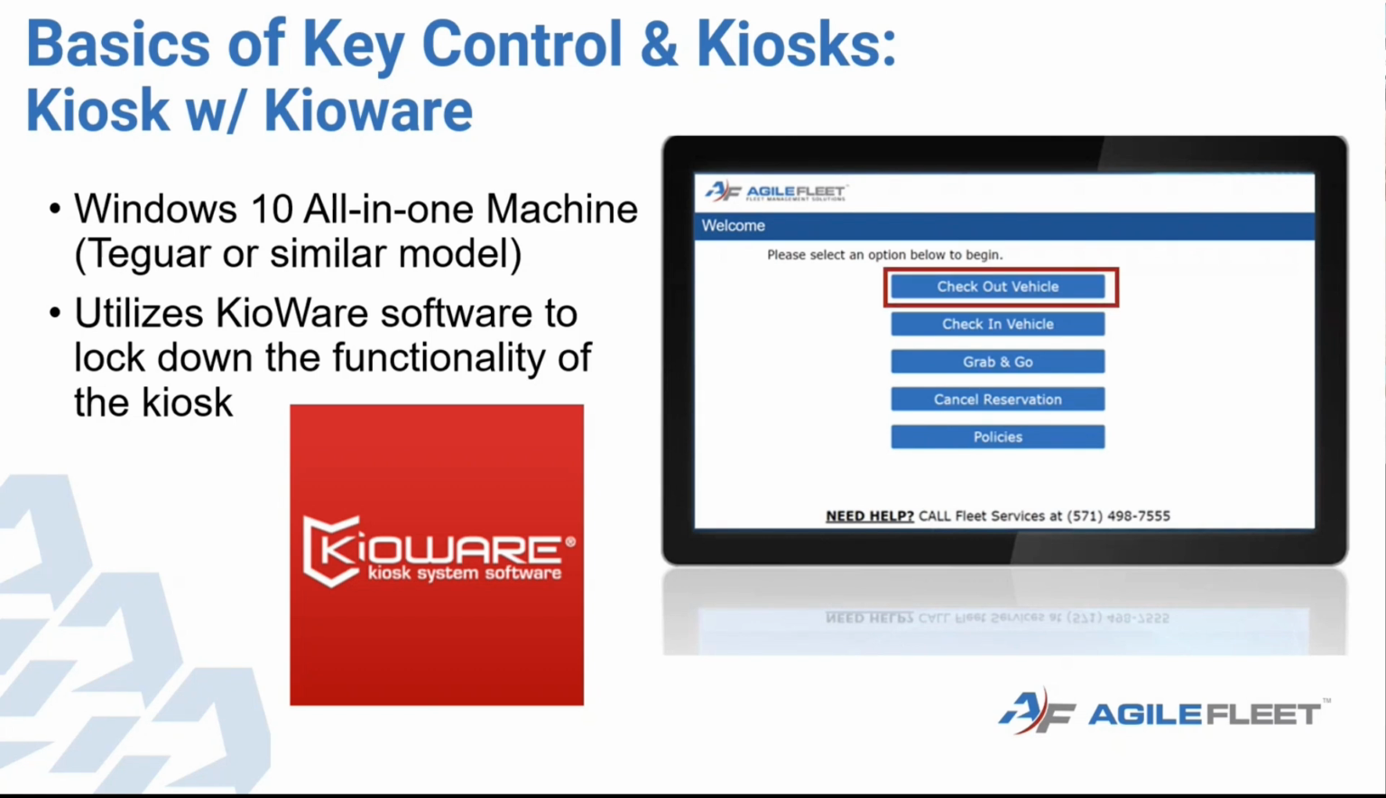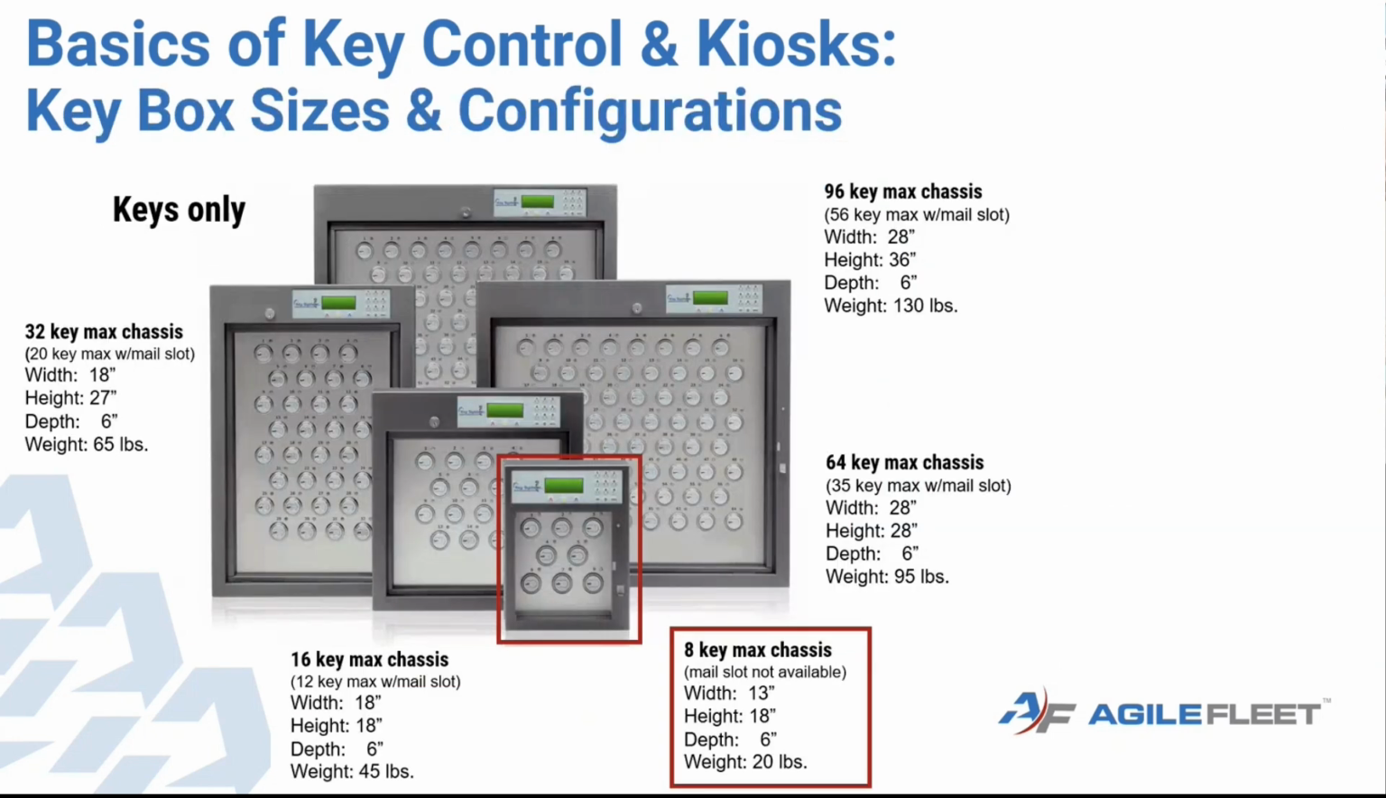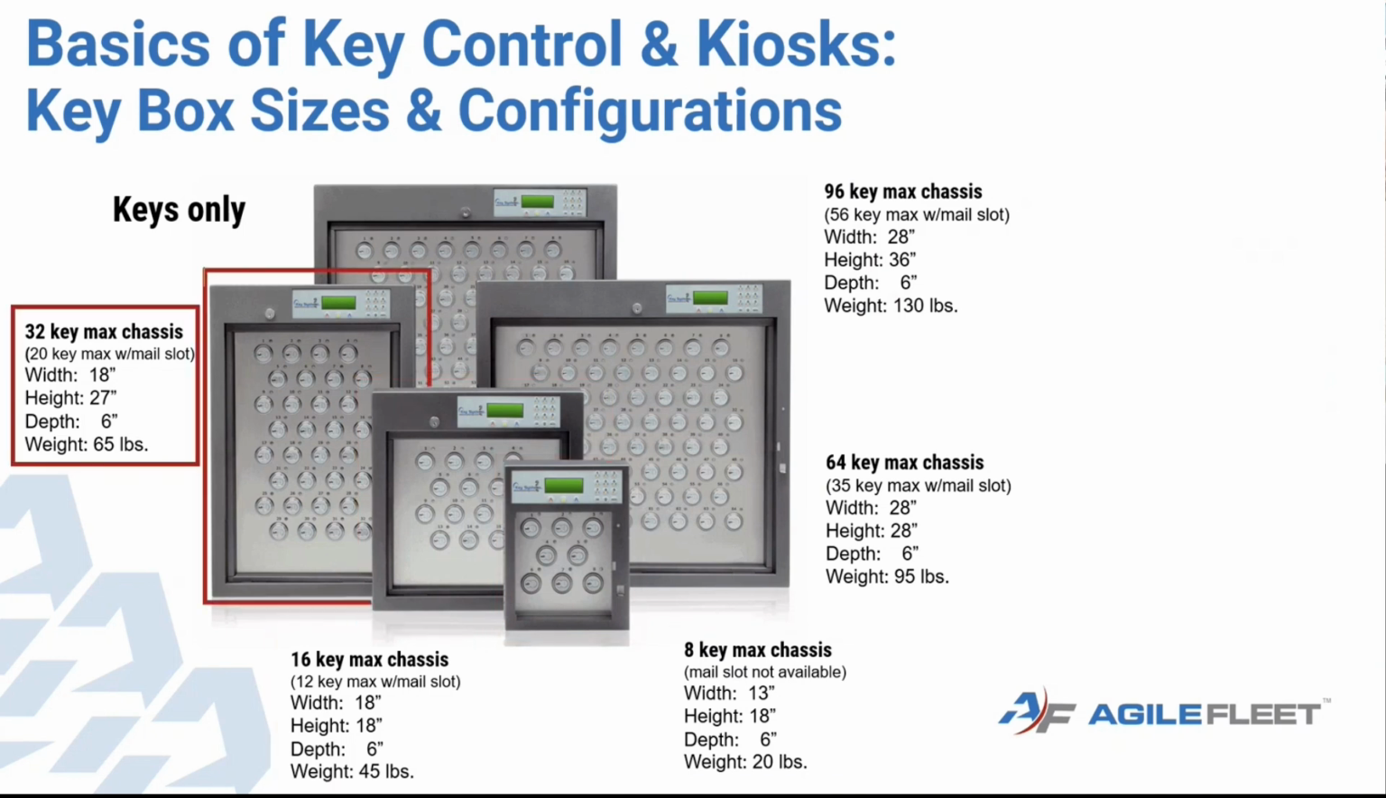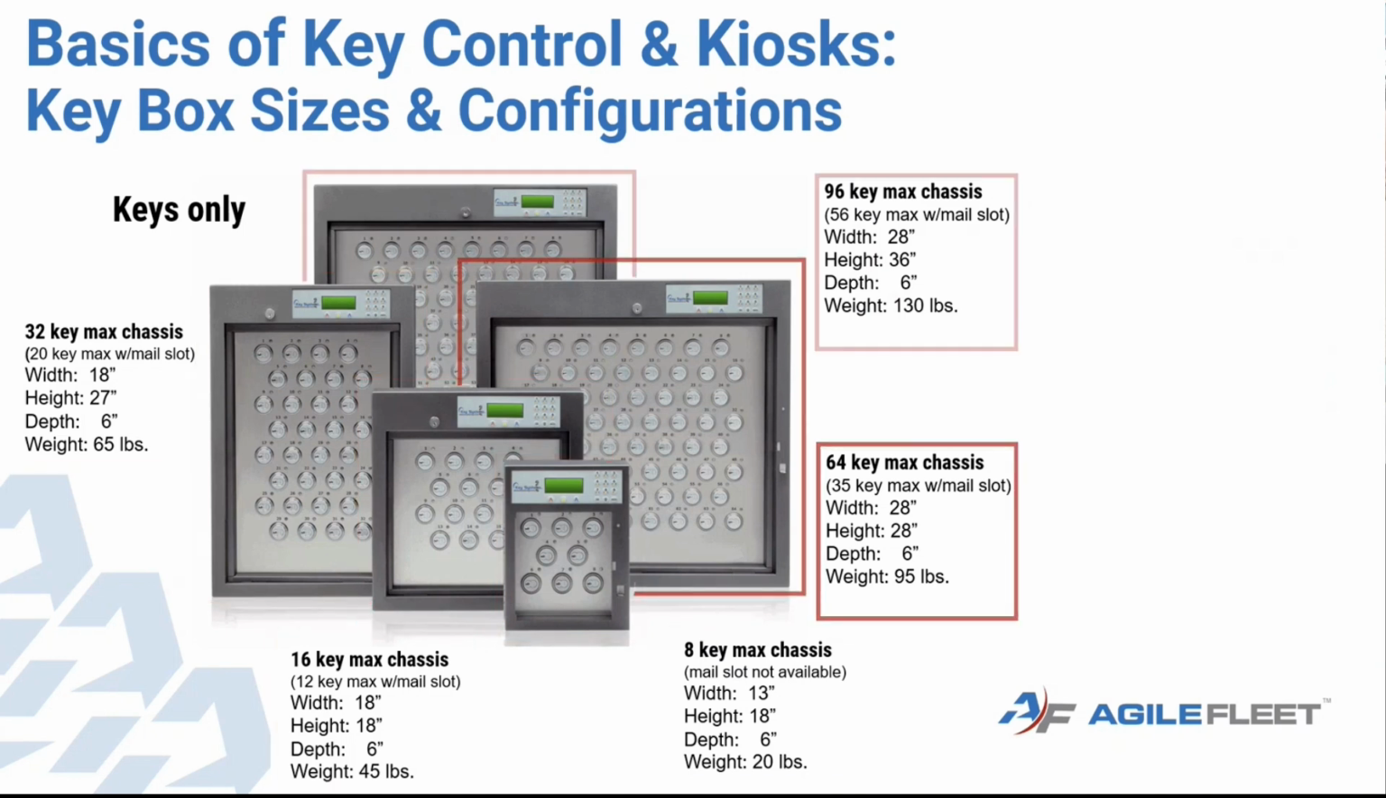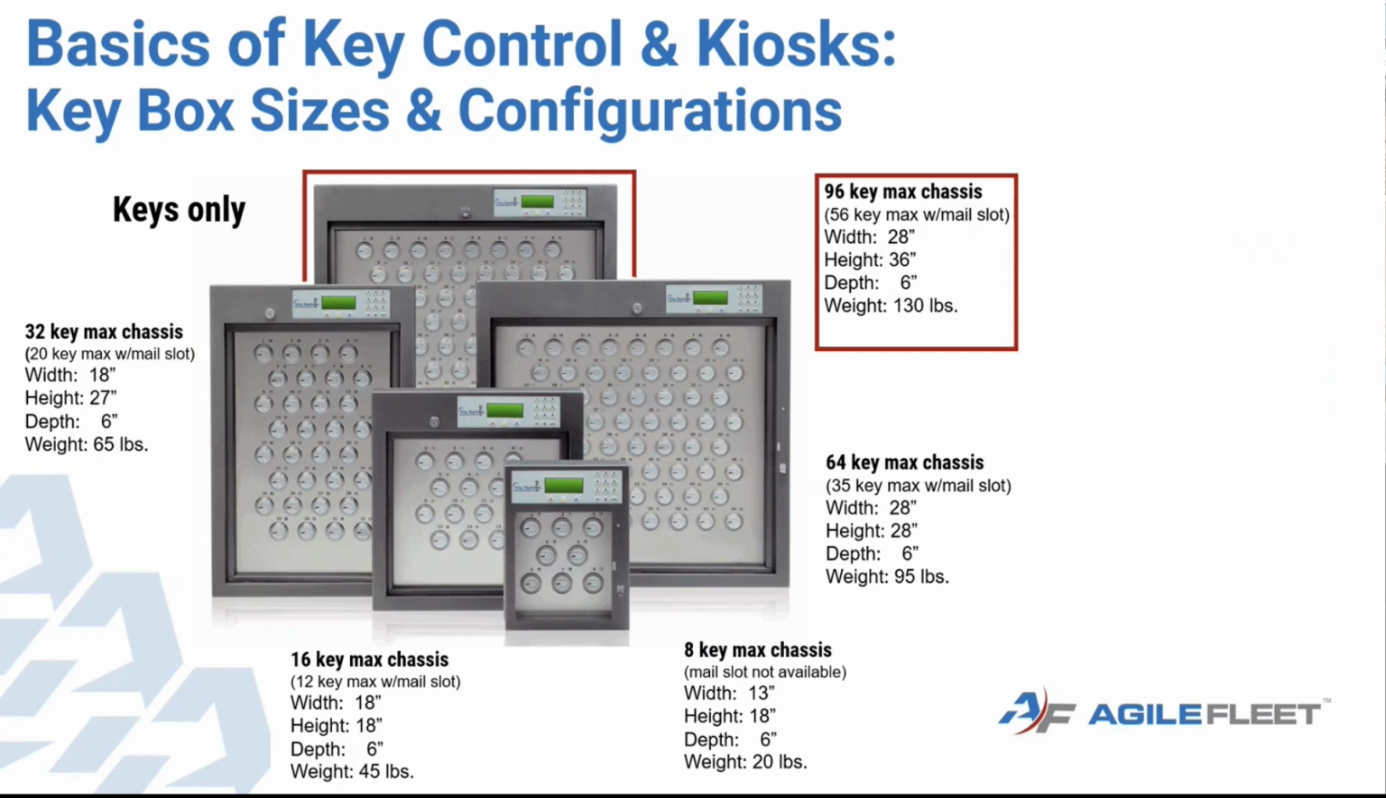Along with the kiosk portion, we have, of course, the key box. They come in various sizes, and the smallest one that we offer has a maximum capacity of 8 keys, but it cycles all the way from 16 to 32, 64, and 96. Those are the sizes that we offer. If you need a larger capacity than 96 keys, we do have the ability to daisy chain two boxes together, but that is the maximum per site.